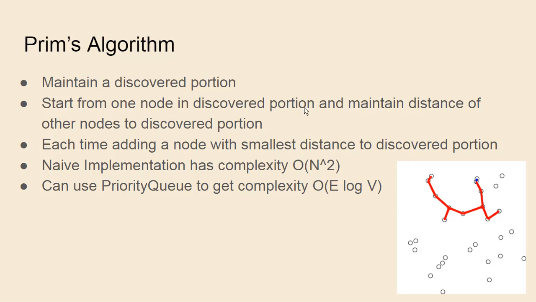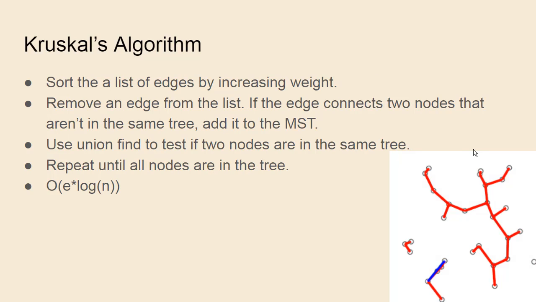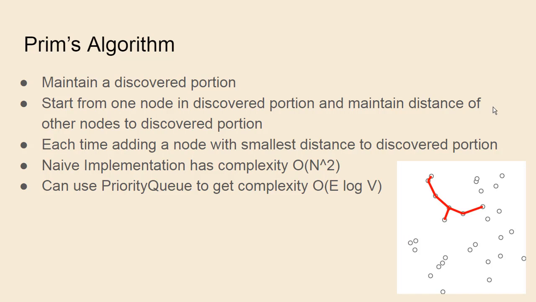The other algorithm is Prim's algorithm. This algorithm maintains a discovered portion. In Kruskal's algorithm, we construct the tree in a more distributed fashion: we connect an edge here, connect an edge there, and eventually they will all be connected. Prim's algorithm works differently. We start from one node, and then gradually extend that, adding new nodes to this connected portion. We always maintain a connected or discovered portion. Initially, that is just a single node.